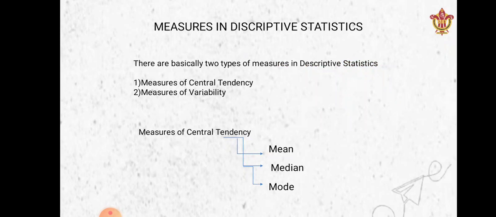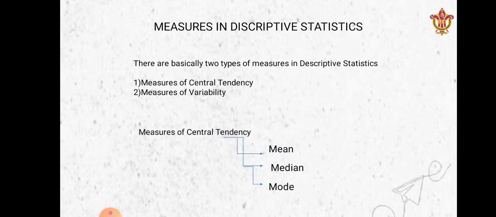Coming to the measures in descriptive statistics, which is a very important topic whenever we study statistics, or you might have studied statistics in your 12th or in secondary school. You must have studied mean, median, mode, which are very common and easy to understand topics, which we call measures of central tendency. So basically descriptive statistics can be measured by two methods. We have two methods of measuring descriptive statistics, and what are they? They are measures of central tendency and measures of variability.